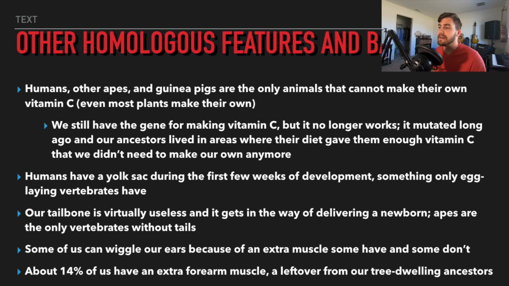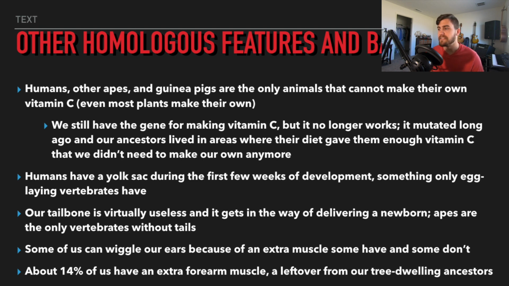Other examples: humans have a yolk sac during the first few weeks of our development. We don't develop in eggs, but we share common ancestry with organisms that do. Really, mammals are, for the most part, the only animals that give birth to live young. Some snakes do it, some sharks do it, but they're tiny exceptions to the general rule.